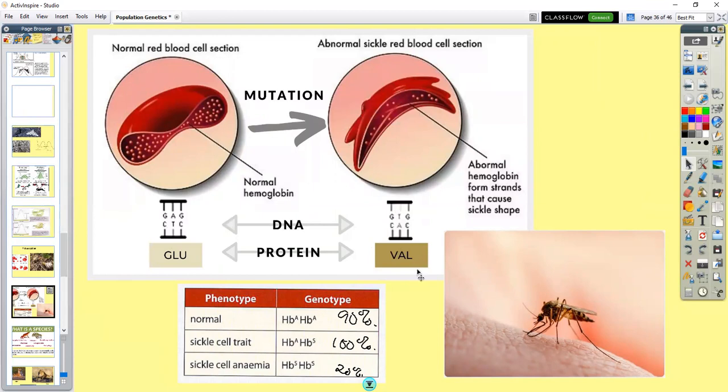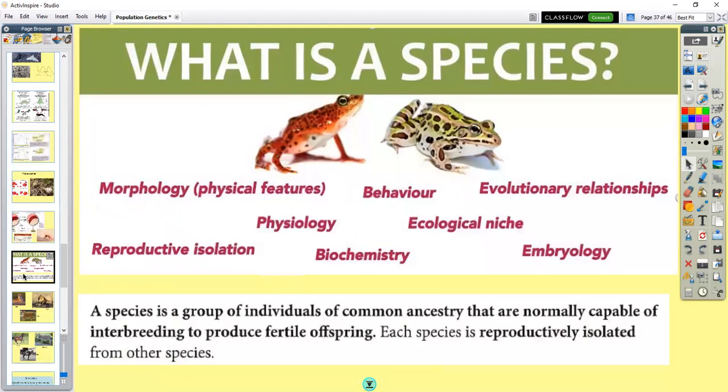Where that is selected for is in places where you have malaria. Actually the sickle cell trait, where you carry the sickle cell gene, not where you suffer from sickle cell anemia, but you carry the gene, actually leads to 100% survival rates from malaria. Whereas normal without the sickle cell gene only leads to 90% survival rates with malaria. So in places where you have lots of malaria, that sickle cell trait where you carry the defective gene is actually selected for.